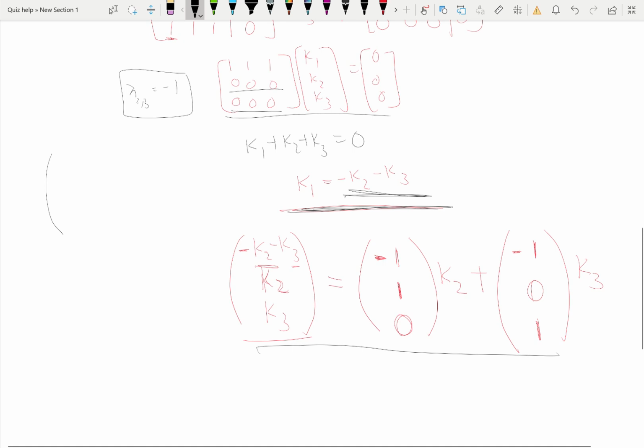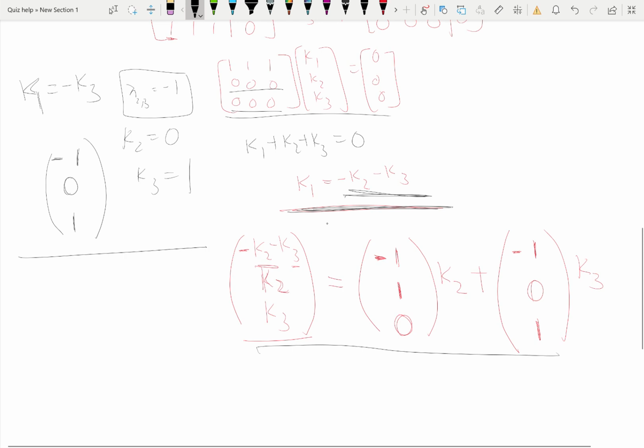Choose K2 to be 0. If K2 is 0, what do we get? K1 is negative K3. Now you can choose K3 to be 1. So then K1 is negative 1. So this is one eigenvector, by choosing K2 is 0, then K3 is 1.